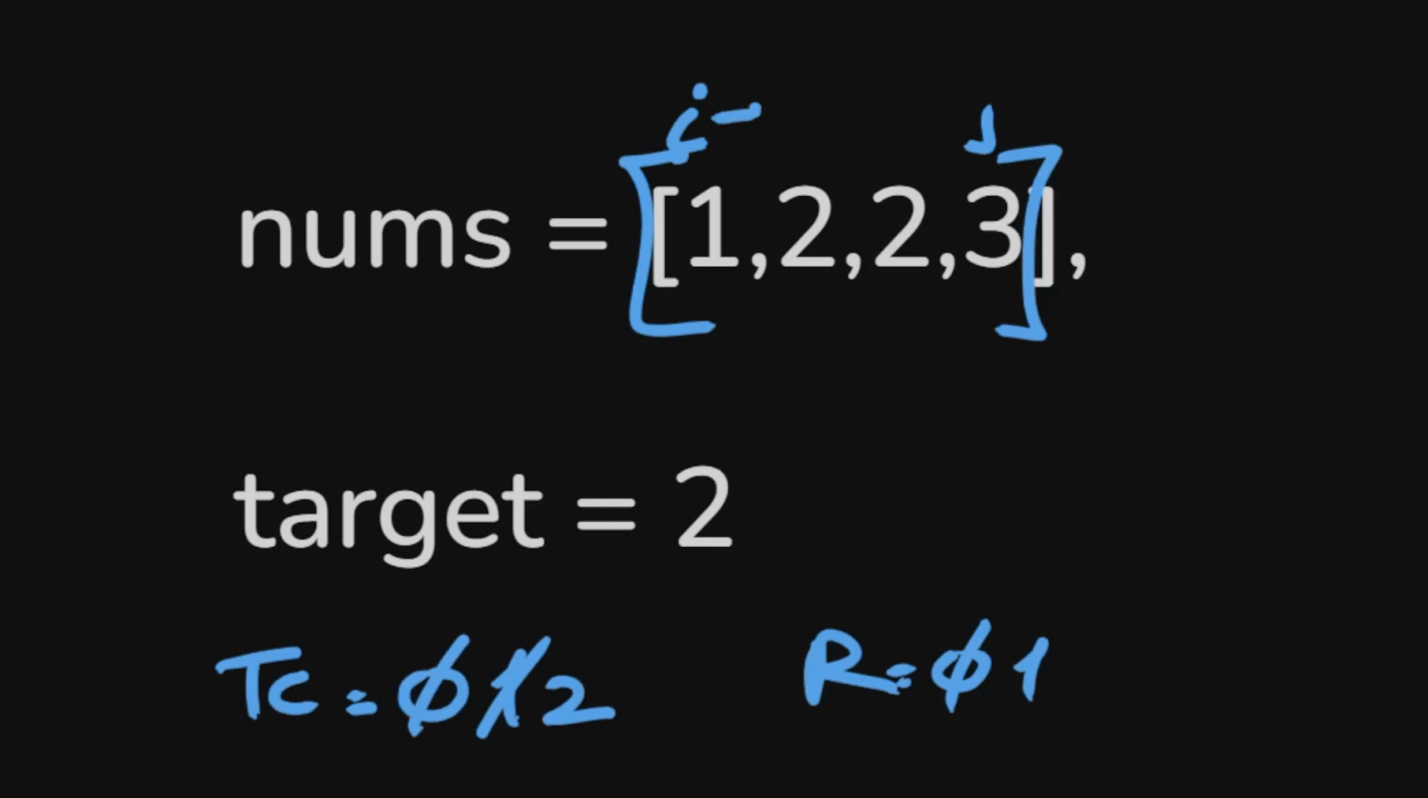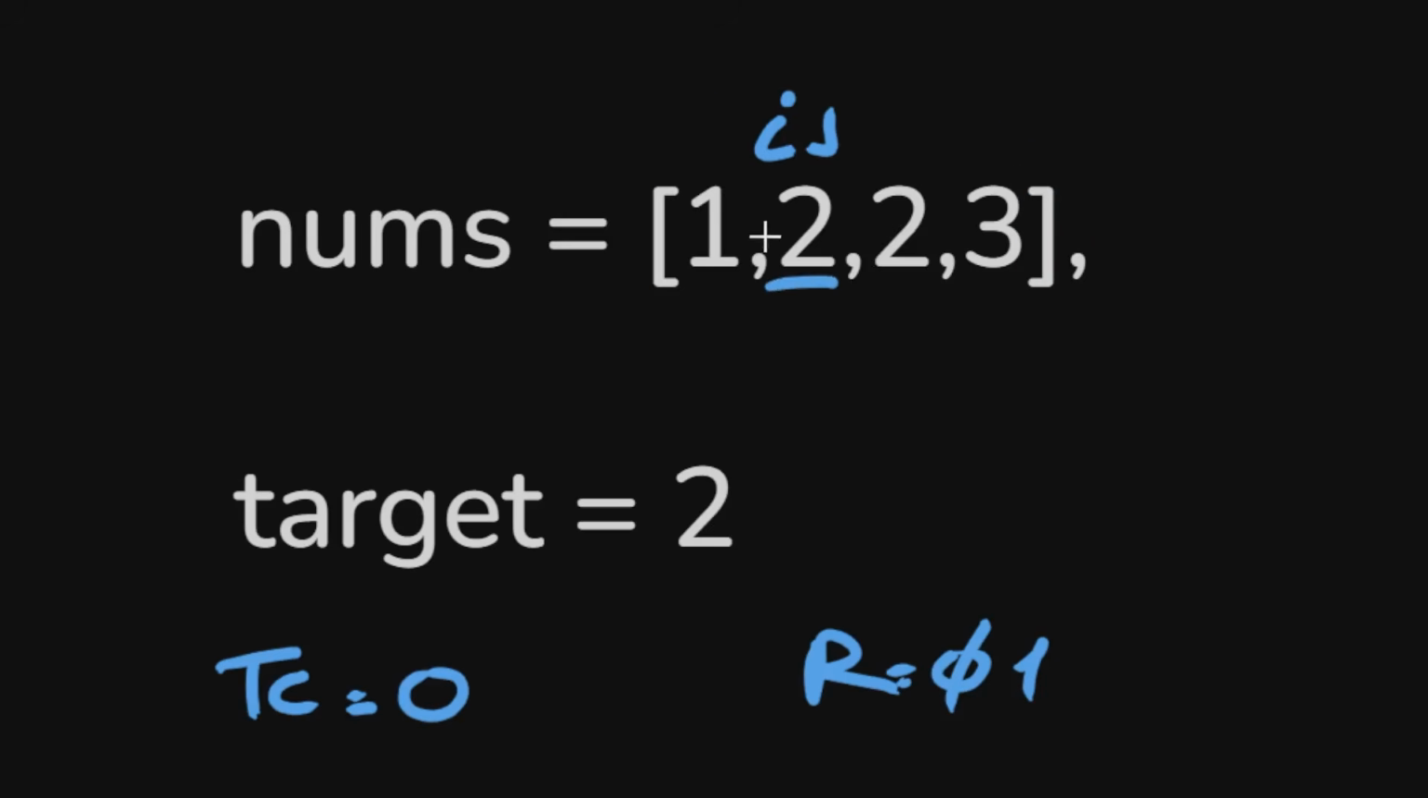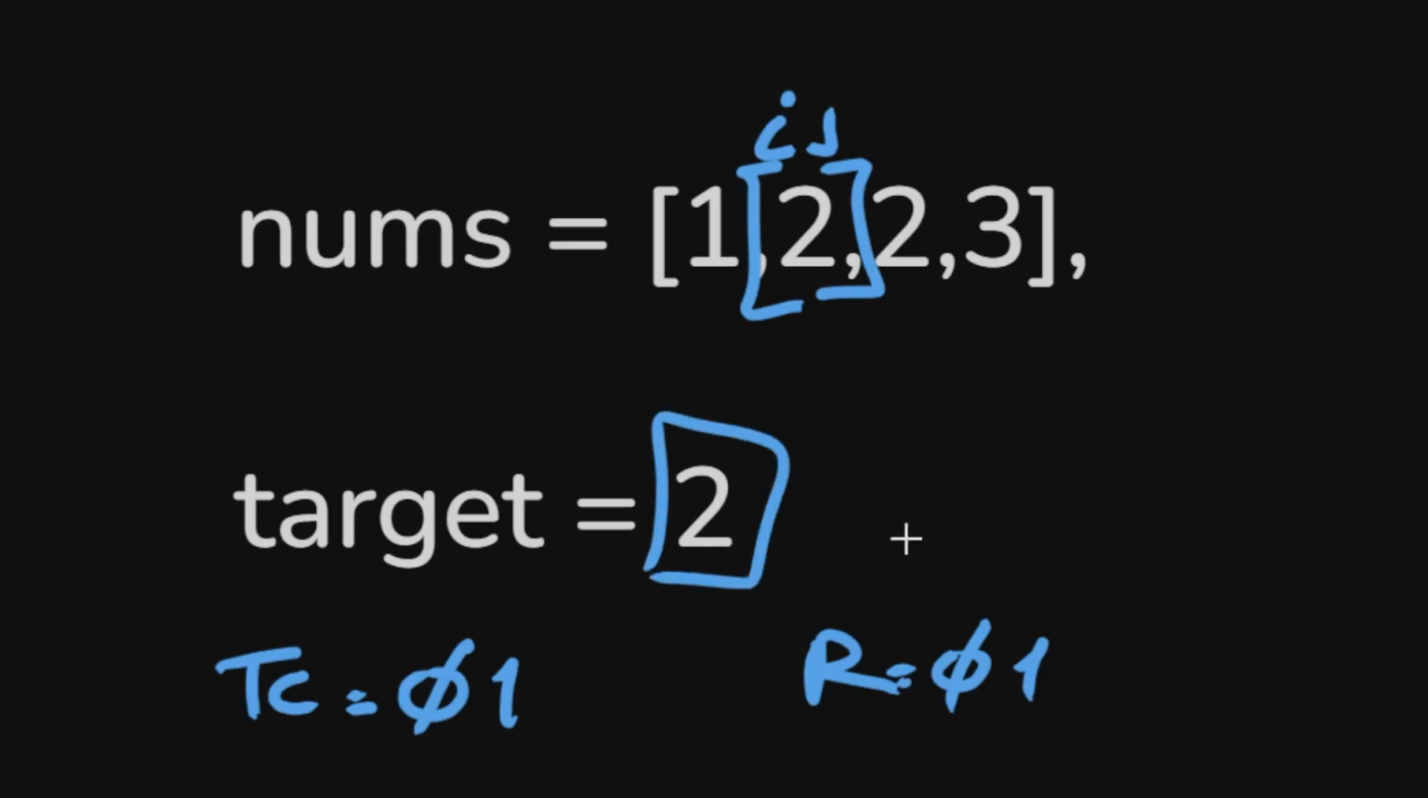Now we can move the i pointer and reset j back to i. Now i and j pointers are here, which means that we are looking at this subarray, and whenever we move the i pointer, we need to reset target count back to 0. So here we have the target, which means that we add 1 here, and the majority element is the target, so we can add 1 to the result, and this is 2.